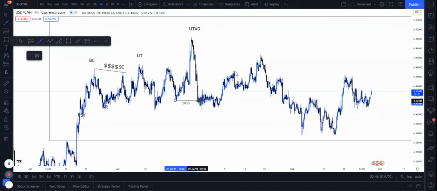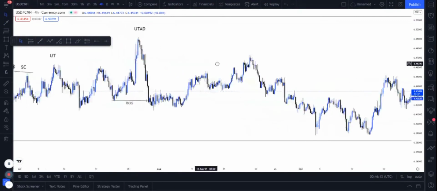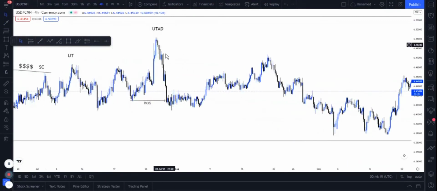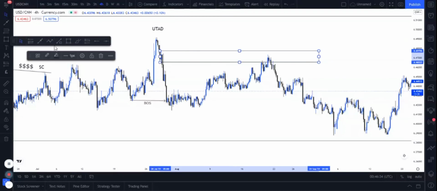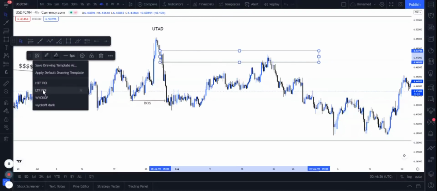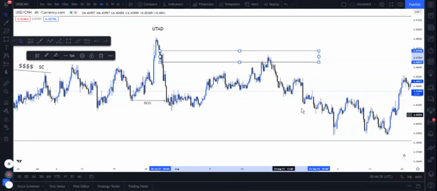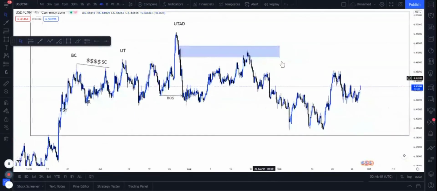This is quite a perfect example of a break of structure, and you'll be looking for the last down candle before the down move that broke structure. And lo and behold, this is a nice S&D zone. Why is this valid? Because it's got imbalance, from this wick to this wick, so it's got imbalance in it. And you know what I'm saying. So this is just a higher time frame, I guess.